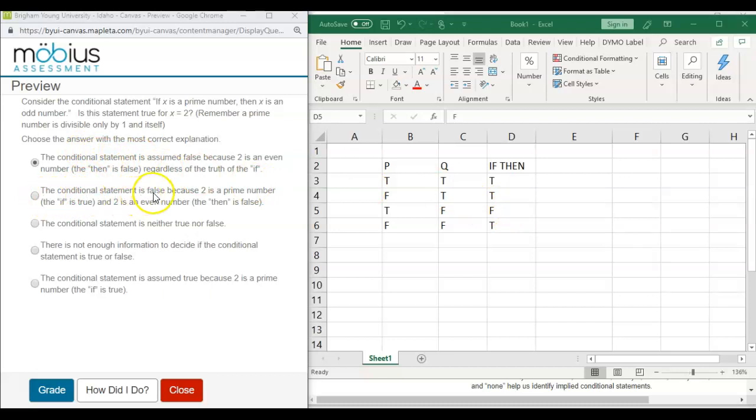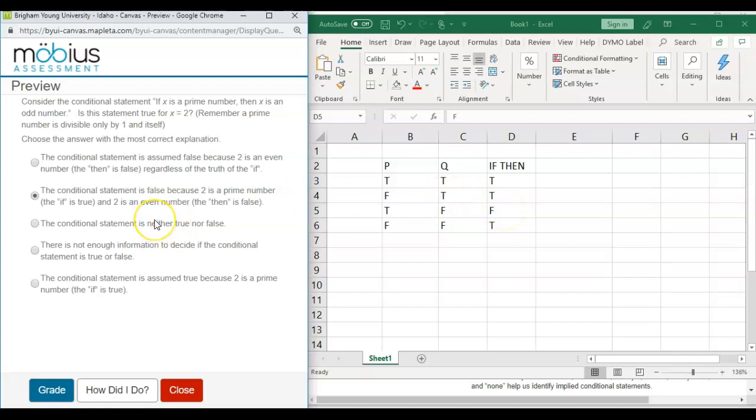The conditional statement is false because 2 is a prime number. It is. The if is true. Yeah, so far that's looking good. And 2 is an even number. Therefore, the then is false. That is true. So the entire conditional statement is false because we proved that the assumption was true, but the conclusion was false, which makes the entire conditional statement false. In fact, that's the only way to get the conditional statement to be false.